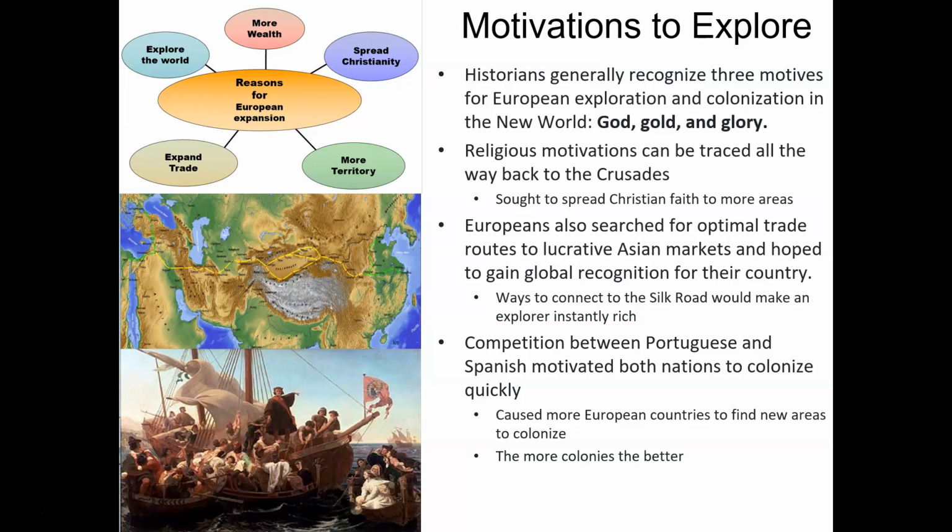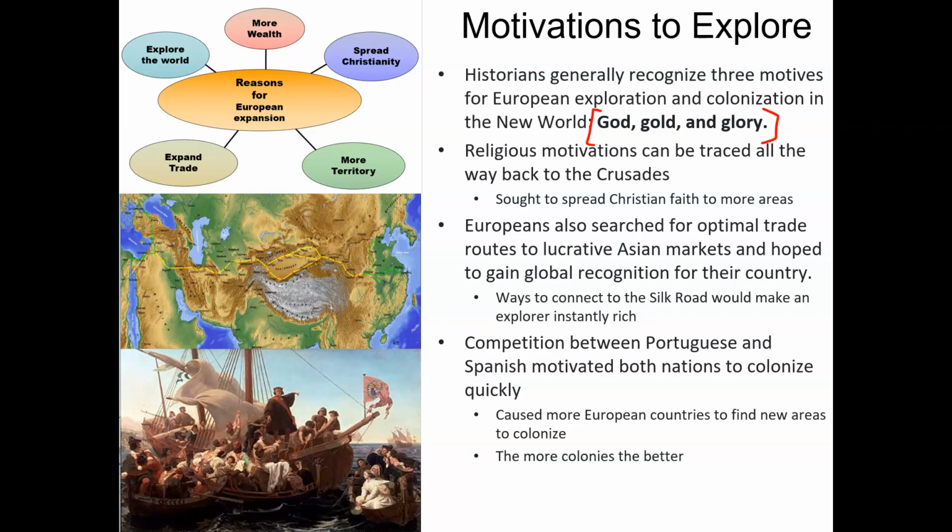Now we're going to talk about the motivations of exploration. So the big thing, guys, is we probably already know this idea, but the 3 G's is probably the easiest thing that we all remember from global history class, right? God, gold, and glory. And I'll give you a quick little summary of each of these examples. We'll go deeper into them in the next few slides.